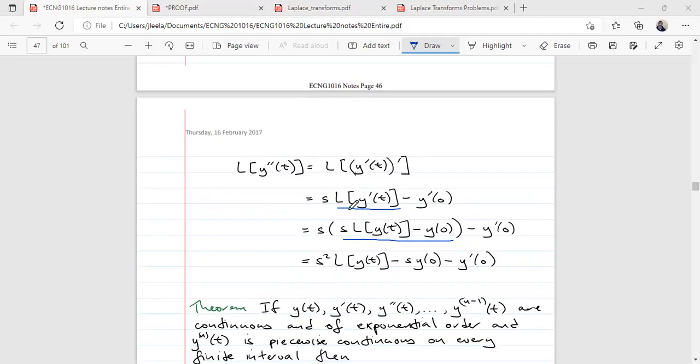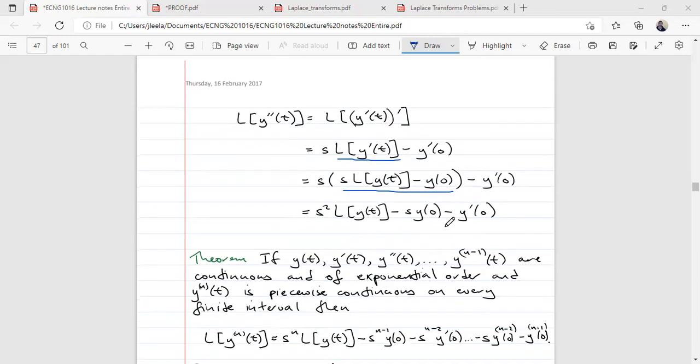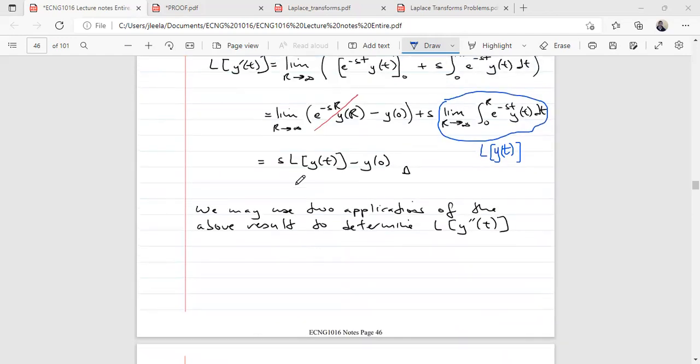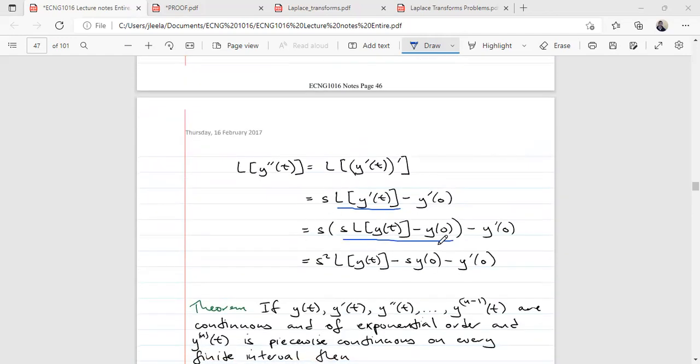So now you take the Laplace of y prime t. We already know this result here. This is s of L of yt minus y naught. And you have s on the outside to multiply by that. So you end up with s squared L of yt minus s y naught, and then minus y prime 0 here, right? So this, the Laplace of the second derivative and the Laplace of the first derivative, you will find in your table of Laplace transforms, right?